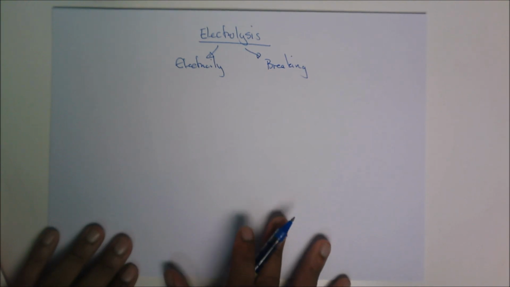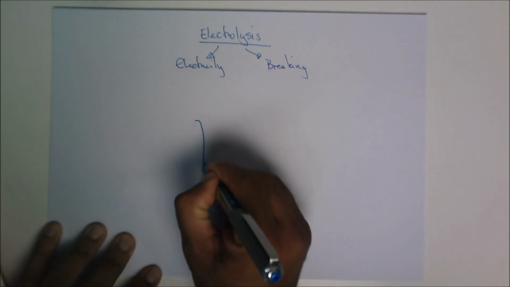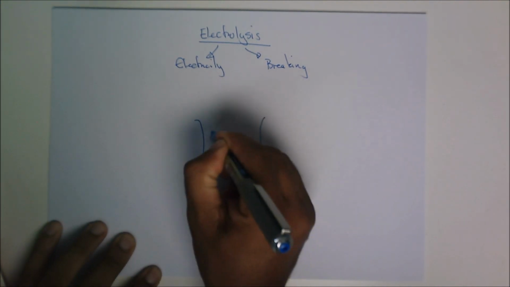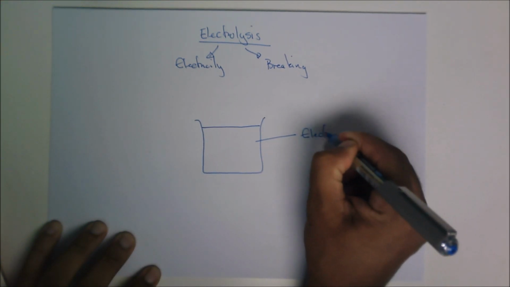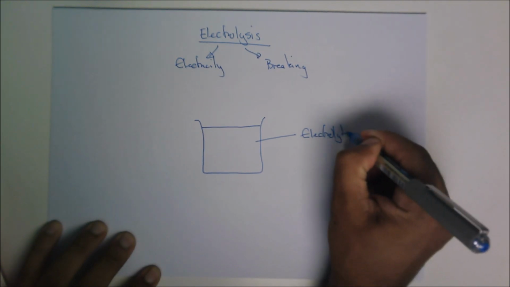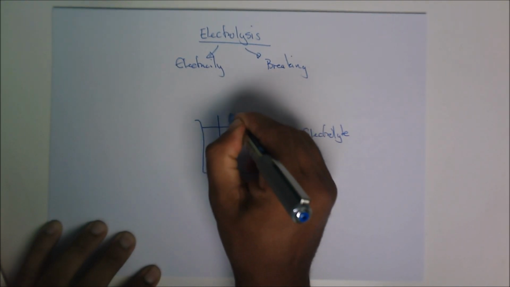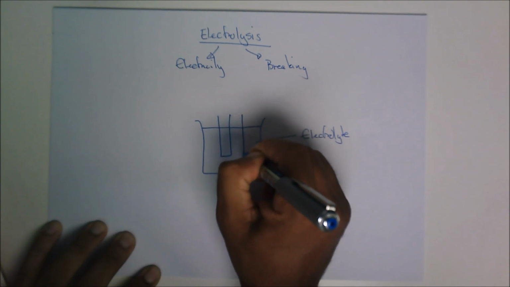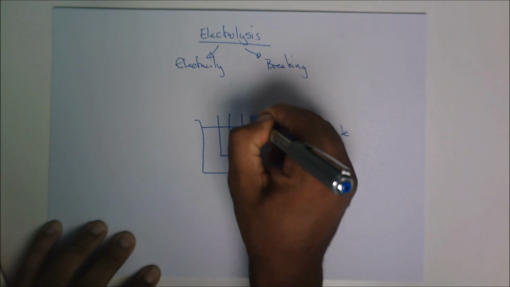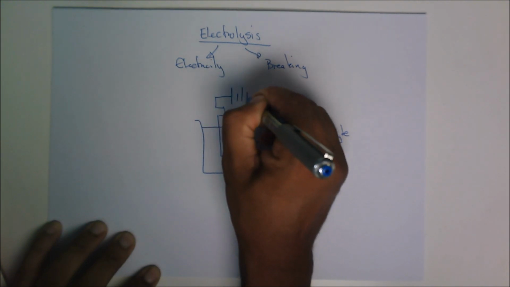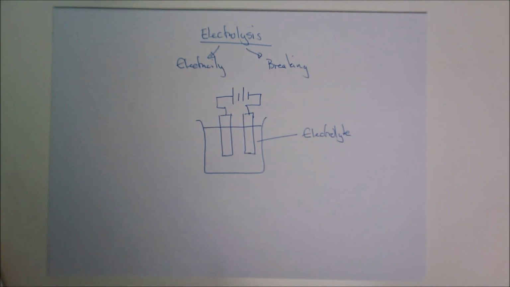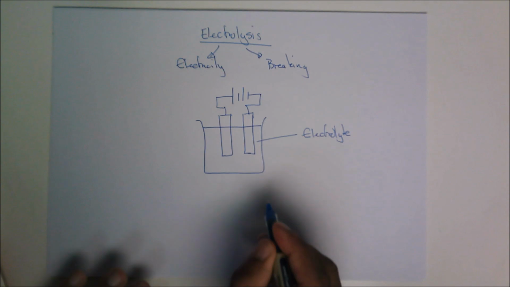Now, a typical electrolysis diagram would have a beaker with a solution. The solution is known as the electrolyte. You've got the electrodes, which is the generic name for these two items that are usually made of graphite. So these are the electrodes.